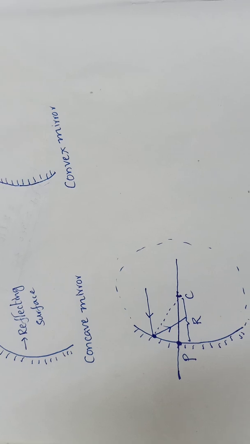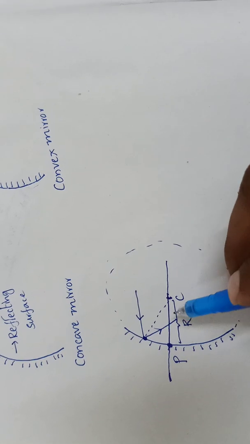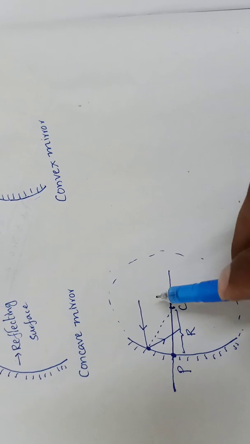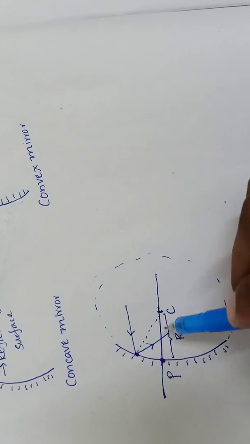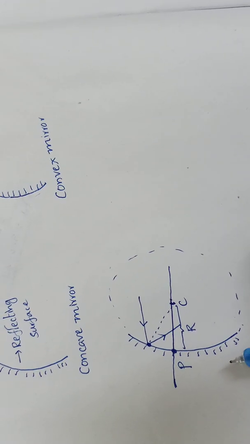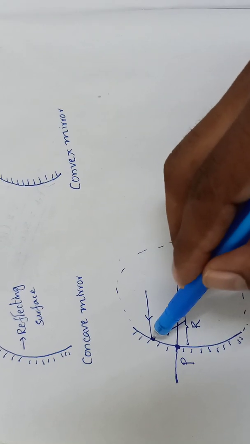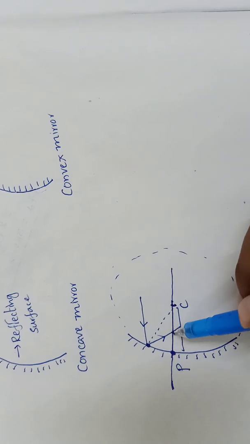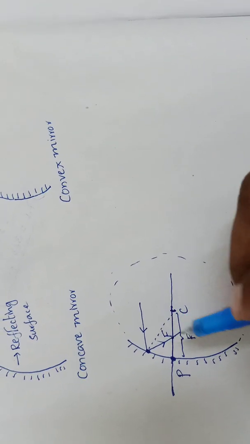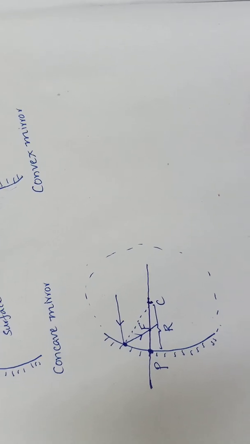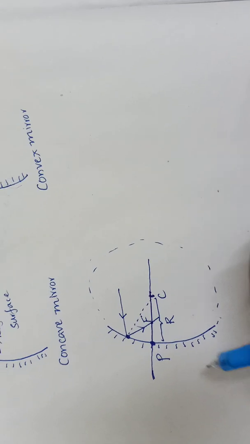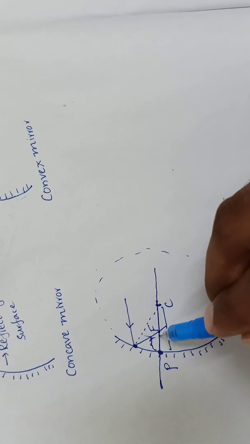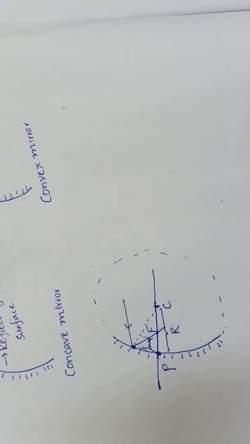Next, principal focus. It is a point on the principal axis where a beam of light parallel to the principal axis, now this incident ray is parallel to the principal axis, after reflection passes through a point on the principal axis. That point we call the principal focus. Next, focal length: the distance between pole and focus we call the focal length.